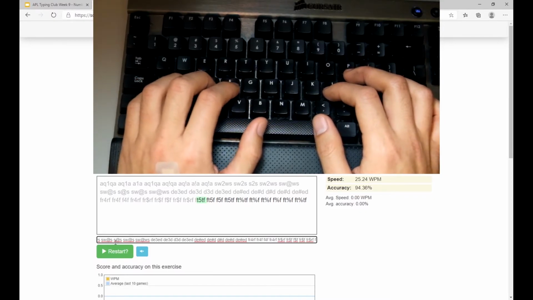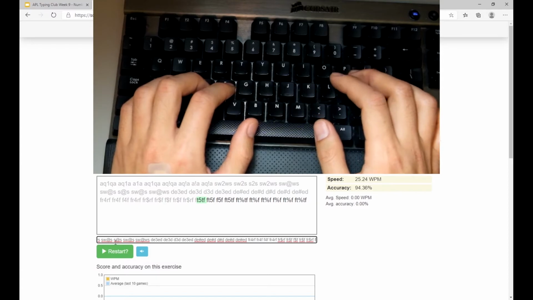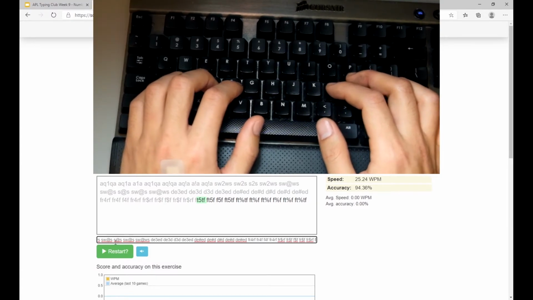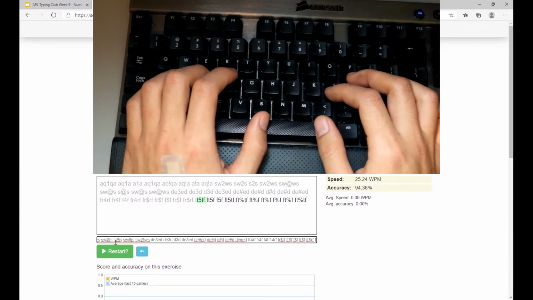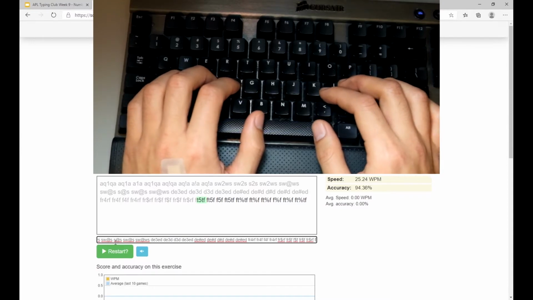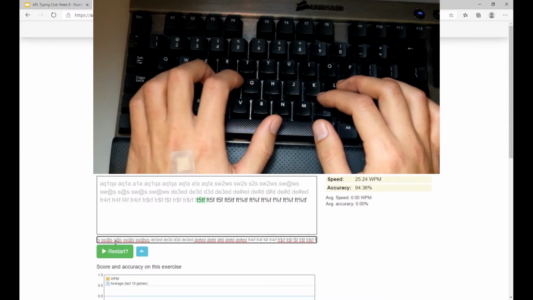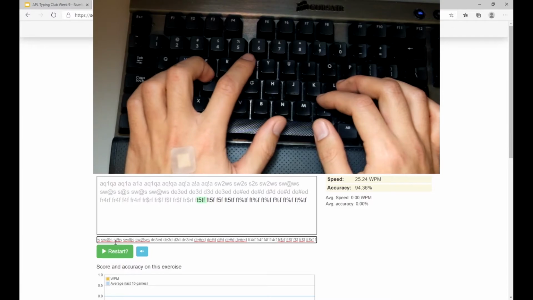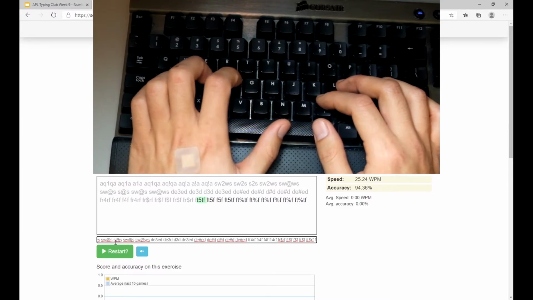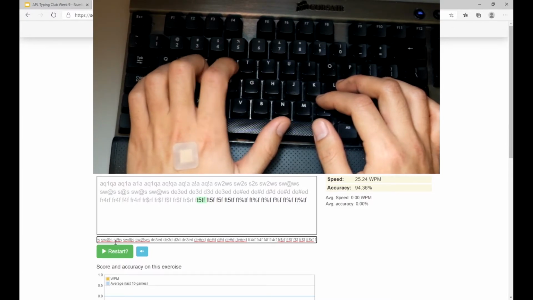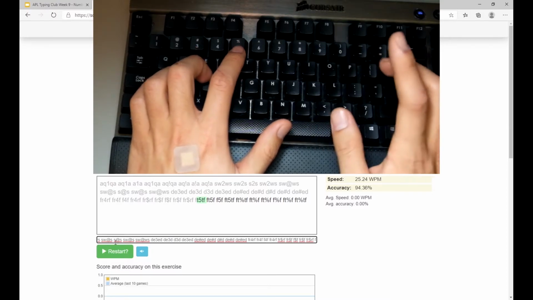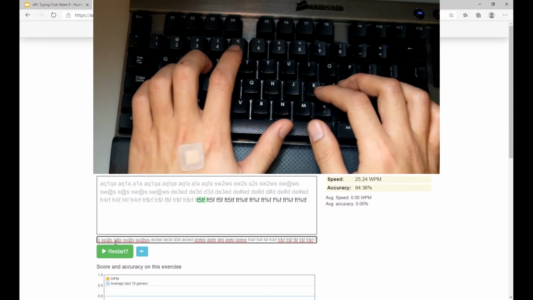Okay, so for F to 5, whoops, move the camera there, sorry. From F to 5, we'll have to remember that our index finger goes back to the home row position of F. So it's kind of a stretch from F to 5, but it's not too bad. It's not as bad as the right index finger, as we'll see.